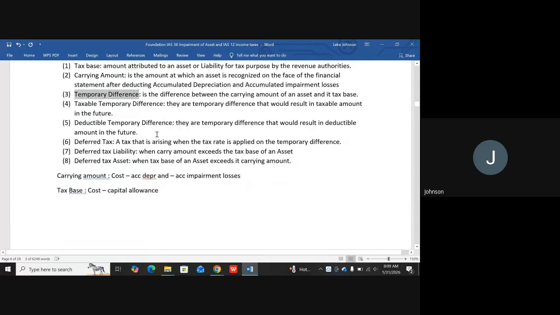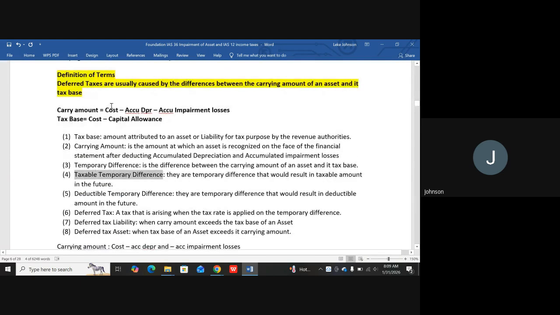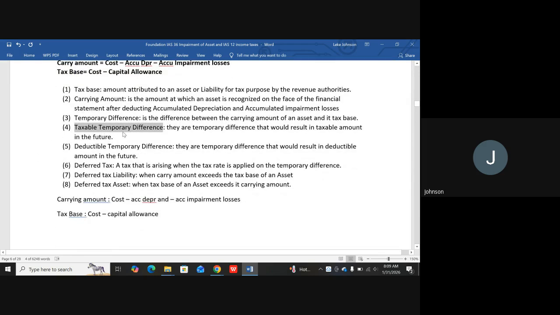Fine. Then the next one, once you understand that the temporary difference is the difference between the current amount of an asset and its tax base, we'll now go to look at taxable temporary difference. This taxable temporary difference, as the name implies, is going to cause a difference that will result in a taxable amount in the future. Most times, a taxable temporary difference occurs when the carrying amount of an asset exceeds the tax base of that asset. So it's going to cause a taxable temporary difference.